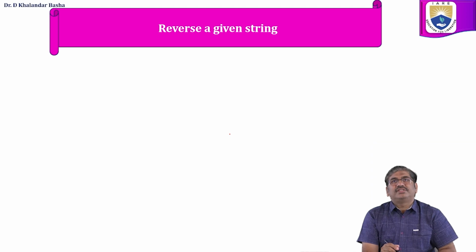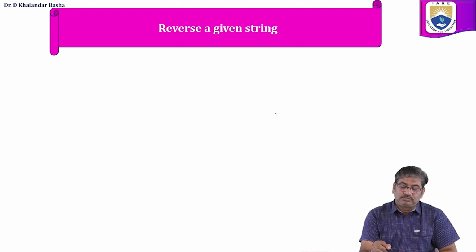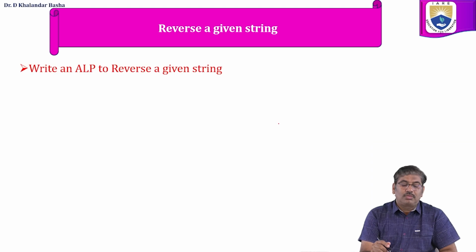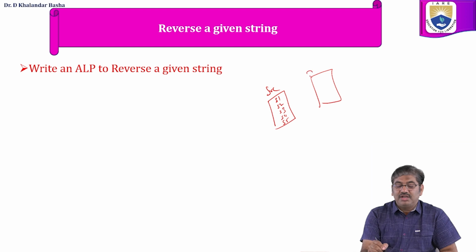Next, reverse a given string. Write an ALP to reverse a given string. Here we have the source string with elements S1, S2, S3, S4, S5, and we have to reverse it in the destination location, where we are going to get S5, S4, S3, S2, S1.